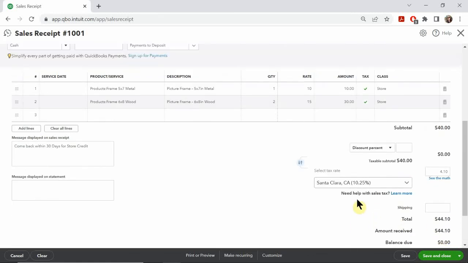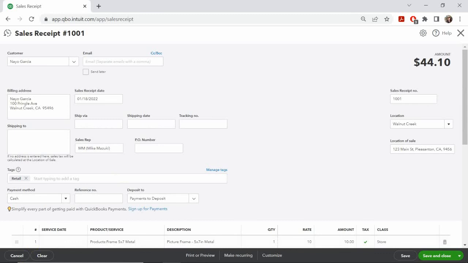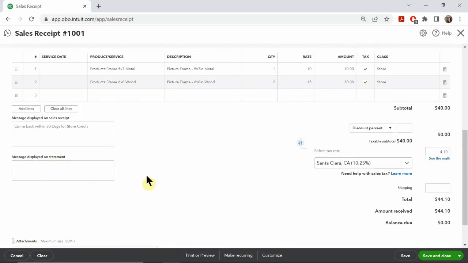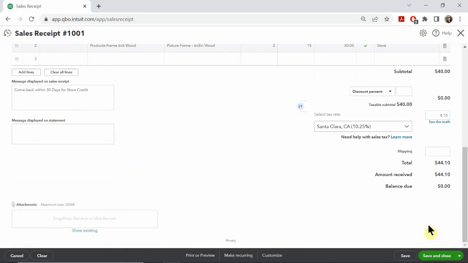So therefore, she's going to give me $44.10. And once everything looks good, I can go ahead and click Save and Close. Now, anything that I want to attach, extra information, notes, or anything like that, you can go ahead and put that there. All right, but everything else looks good. So I can go ahead and click Save and Close. Okay.